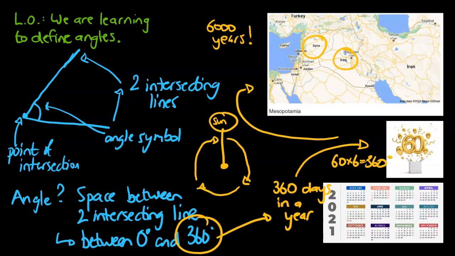So guys, hopefully you have a good understanding of what an angle is. It's the space between 2 intersecting lines, and hopefully you understand it is between 0 and 360 degrees. And finally, hopefully you understand where that 360 degrees came from. So thank you so much for watching, guys. Now let's get into the next stuff.